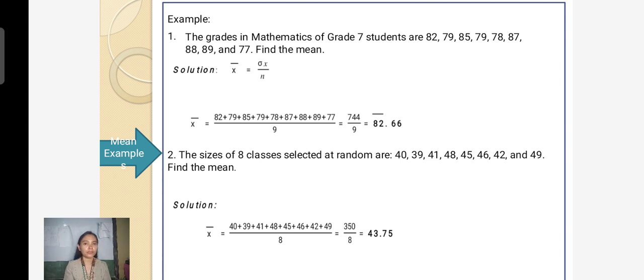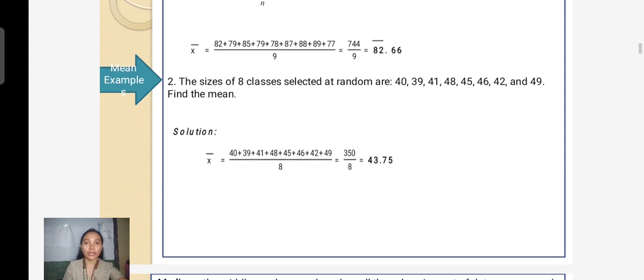Second example. Again, please refer to your self-learning modules or sa inyuhang modules sa Mathematics 7, Week 6, Competency 2. The sizes of 8 classes selected at random, or, so given dihang size sa classes, no? Find the mean. So same gihapon sa imuhang gibuhat sa given number 1. You are going to add all the classes, 8 classes, then divide it by 8 since there are 8 classes. And that is equal to 350 divided by 8. So, your mean is 43.75.